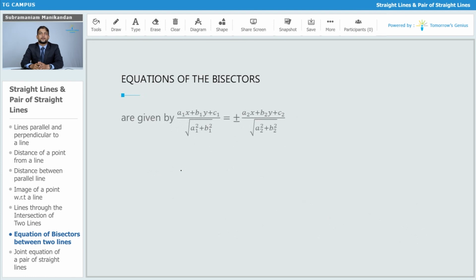the formula for the equation of the bisector of the angle between these two lines: a1x plus b1y plus c1 upon square root of a1 square plus b1 square equals plus or minus a2x plus b2y plus c2 divided by square root of a2 square plus b2 square. The plus or minus is there precisely for what you think it is. One of the signs is for the bisector of the acute angle, and the other one is for the bisector of the obtuse angle.